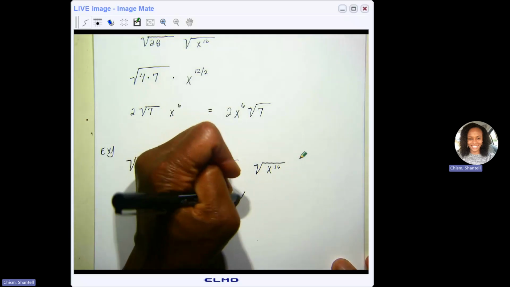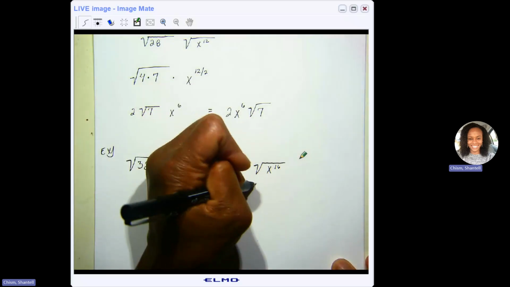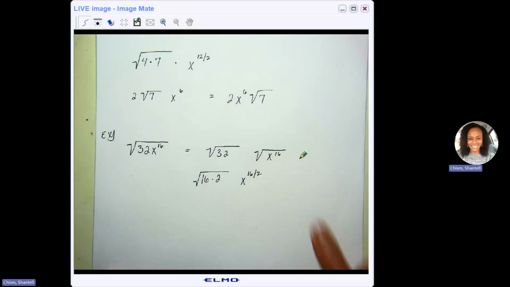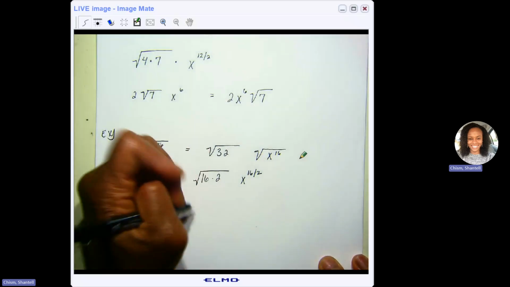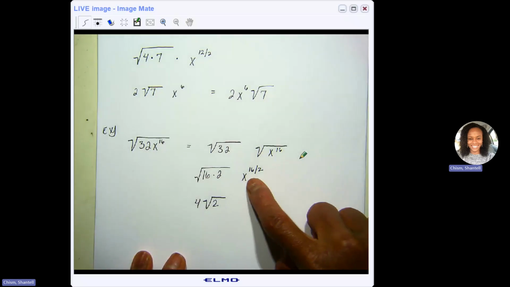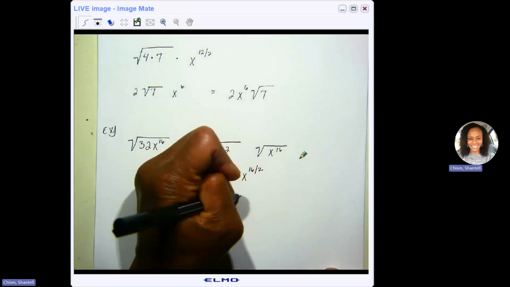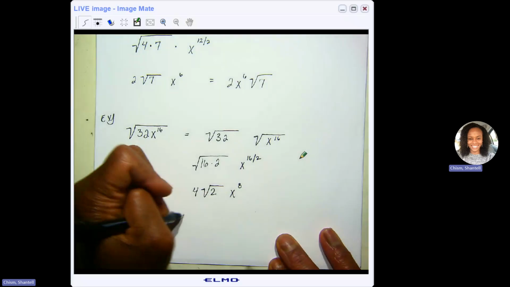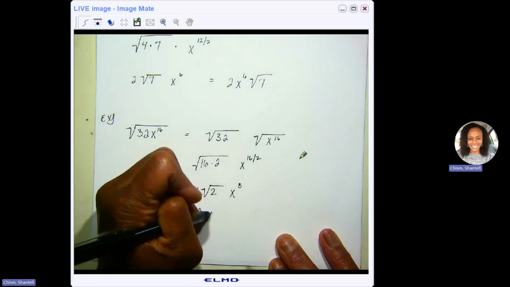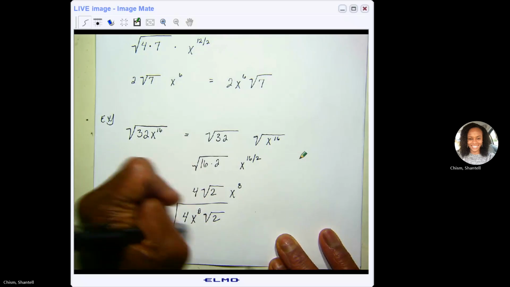And then as far as the variable, I'm going to write that as x to the 16th divided by 2, because that square root can be written as a rational exponent. Now, the square root of 16 comes out as 4, and I still have the radical 2, and x to the 16th over 2 becomes x to the 8th. I'm going to write that x to the 8th beside the 4, and then I have the radical 2 at the end.